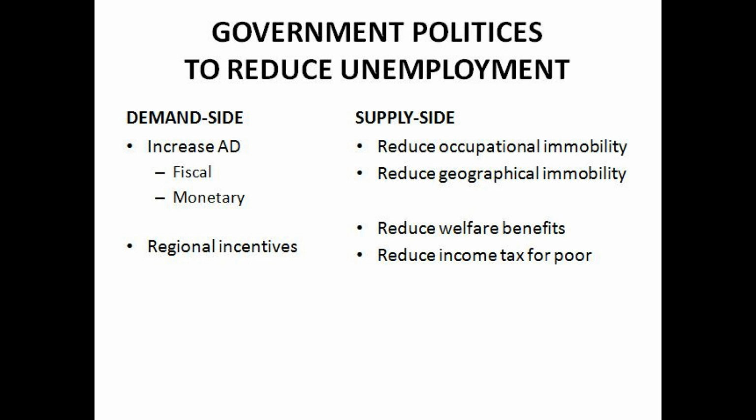Also regional incentives, so essentially telling firms to locate in areas of high unemployment, so you might give them tax breaks or that sort of thing. Then we have supply side policies, so reducing occupational and geographical immobility is quite a big thing. I know we talked about geographical earlier, so there's jobs elsewhere. So if you put maybe a housing scheme in place, that can encourage people to move houses and go to a place where there might be work.